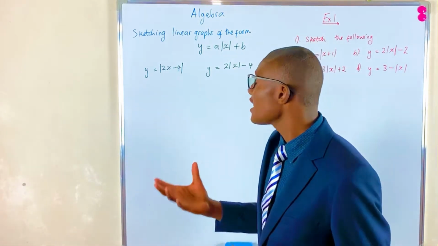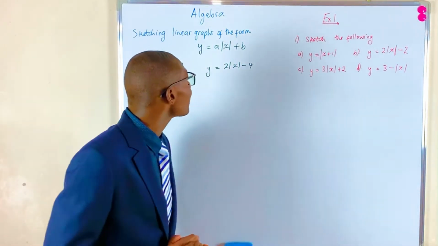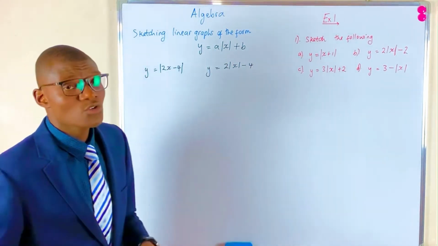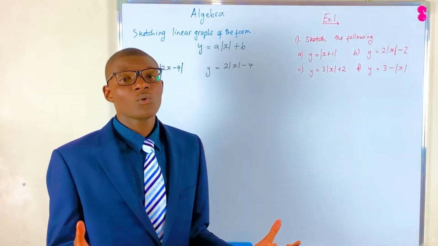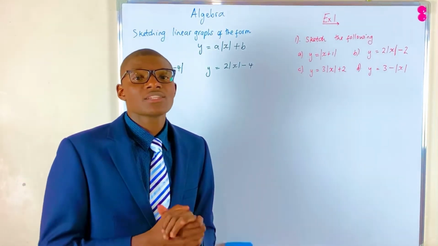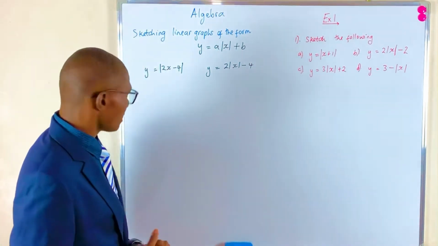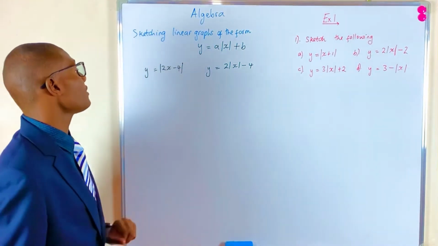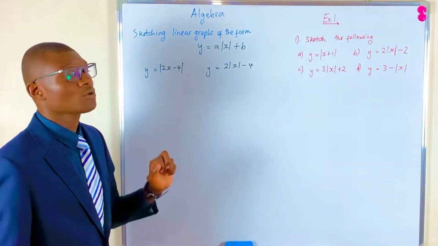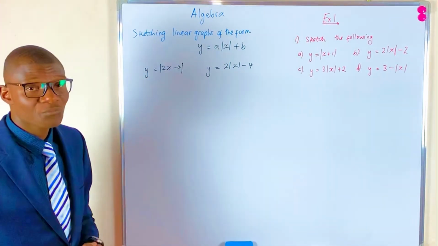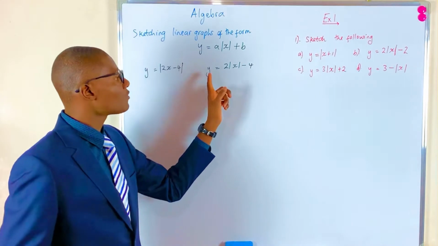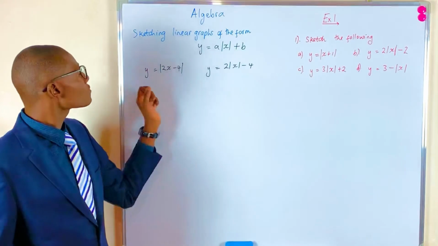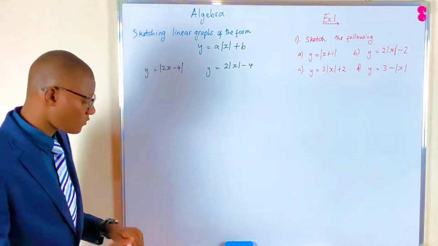So, like I said, we're going to talk about how we sketch linear graphs of the form y is equal to a modulus of x plus b. To do this, we need to use the knowledge that we have of transformations, the translations and the stretches. First of all, let's study what happens with the graphs of these two. First, we need to come up with a sketch for y is equal to modulus of 2x minus 4. Then secondly, we need a sketch for y is equal to 2 modulus of x minus 4.